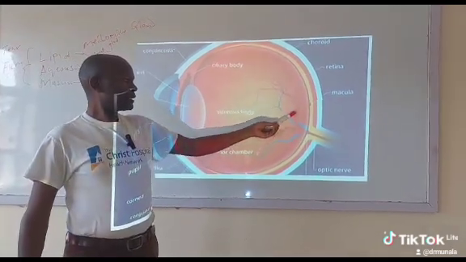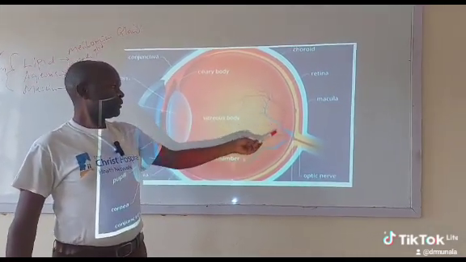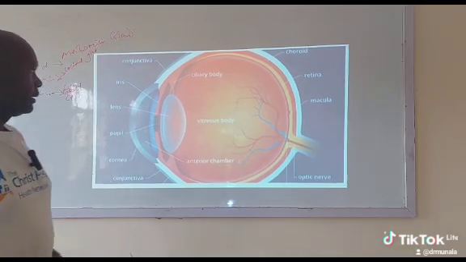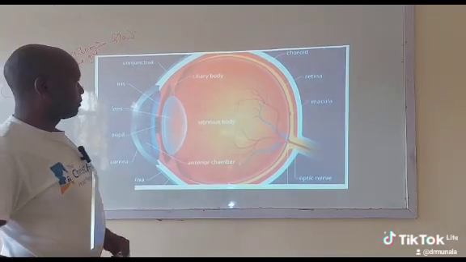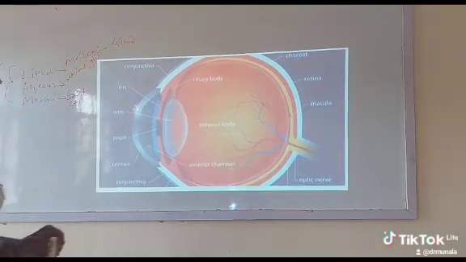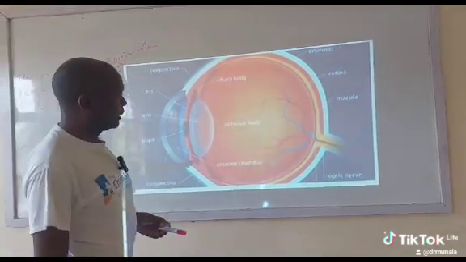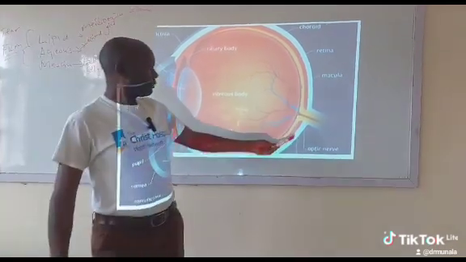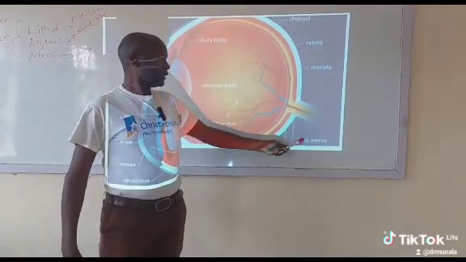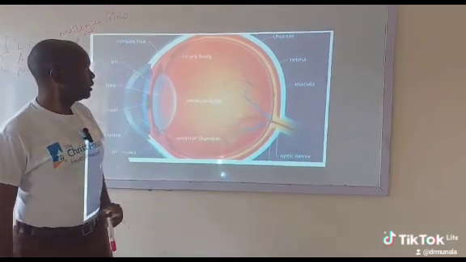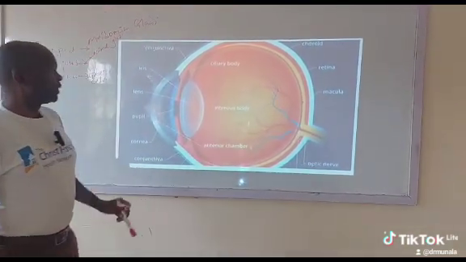And this artery you see here is the retinal artery, and it comes from the ophthalmic artery, which is a branch of the internal carotid artery. So from this point, the yellow here is the optic nerve, which takes the signals to the brain for visualization.